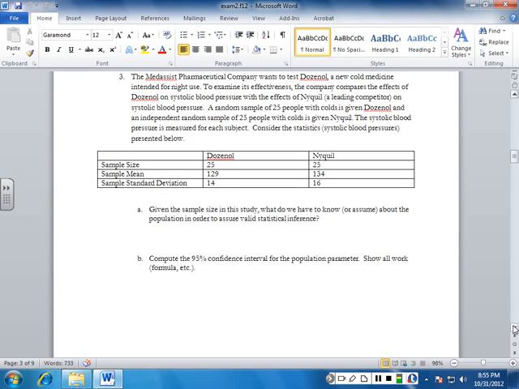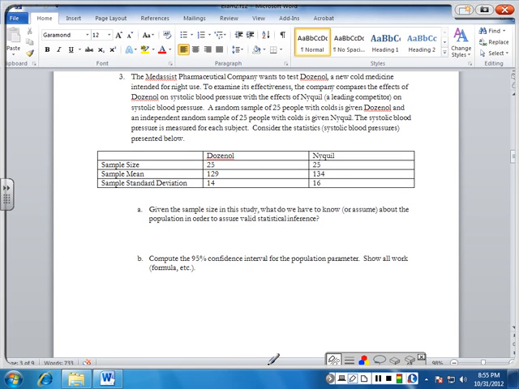Okay, hopefully you can see this pretty much right away, that this has two samples, Tozenol and NyQuil, and we have the sample sizes, sample means, and sample standard deviations. But when you have a problem with two means, the first question you need to ask yourself is, am I going to pool or not? And I need the variances for that.